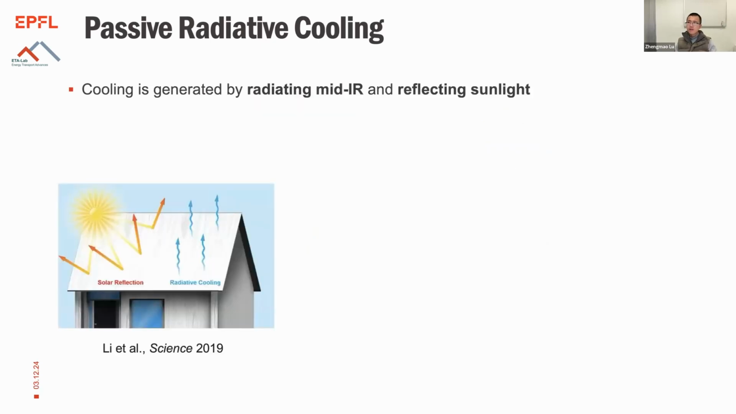And I think for the past 10 years or so, the radiant cooling community is really booming. And ever since, I think, the first demonstration of passive daytime radiant cooling from Stanford and Shanhui Fan's group, there have been a lot of materials developed. Some of them are more scalable than the others. But the basic idea is the same, that if you have a surface that can radiate mid-IR and reflect sunlight, net cooling can be generated.